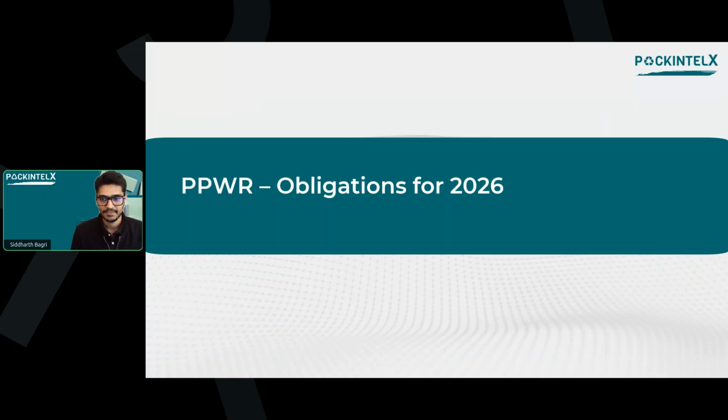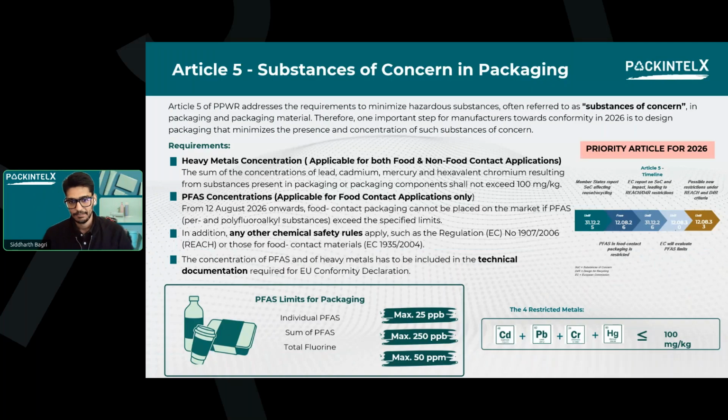So Article number 5. This article is going to impact all types of packaging placed on the market because of the heavy metal restrictions. This article is very focused on substances of concern. The target is to reduce or avoid the use of any concerning substances in packaging.